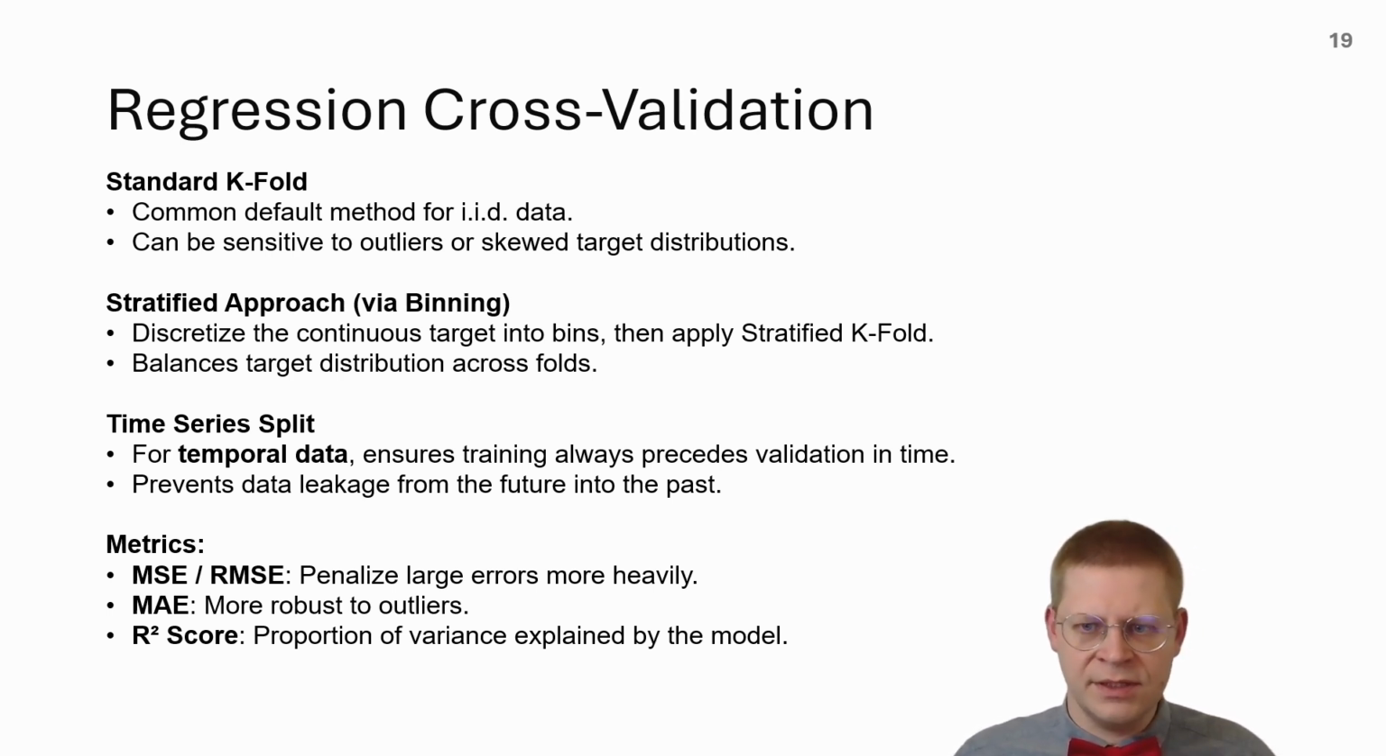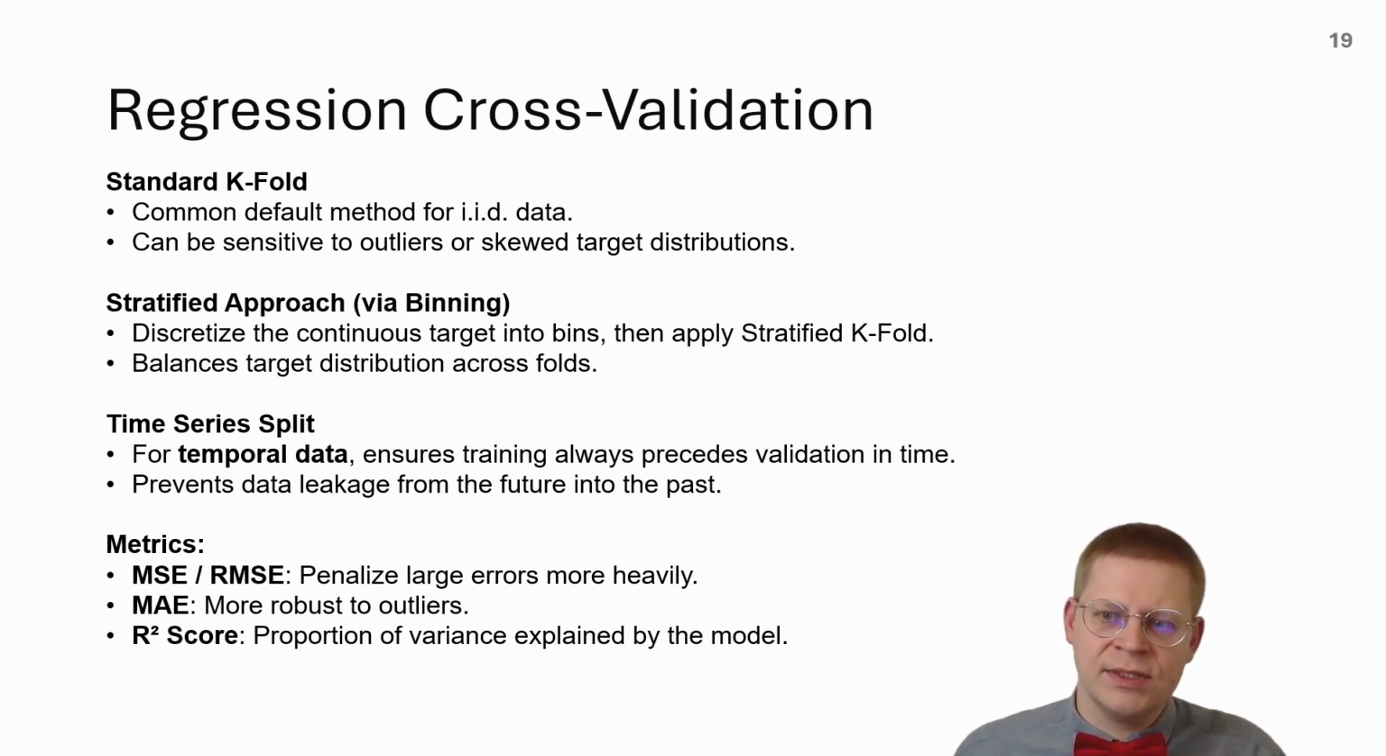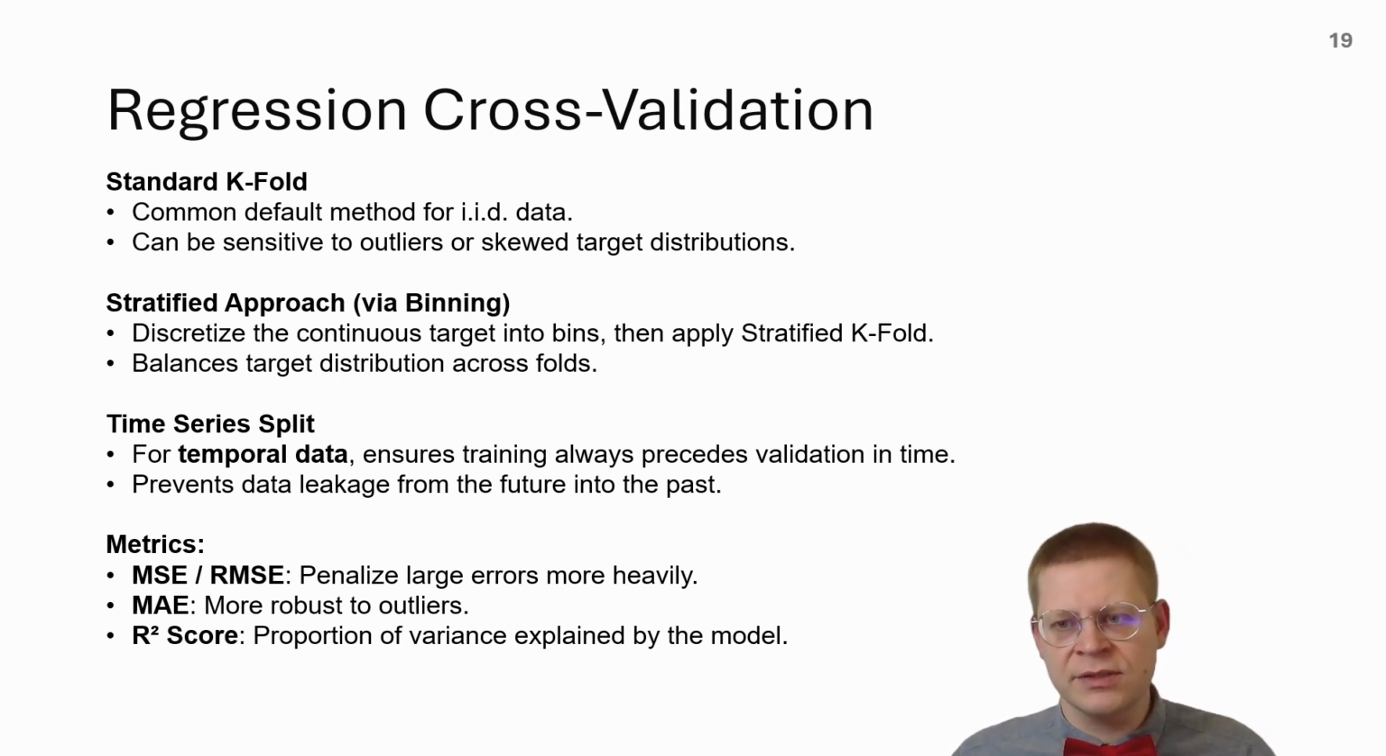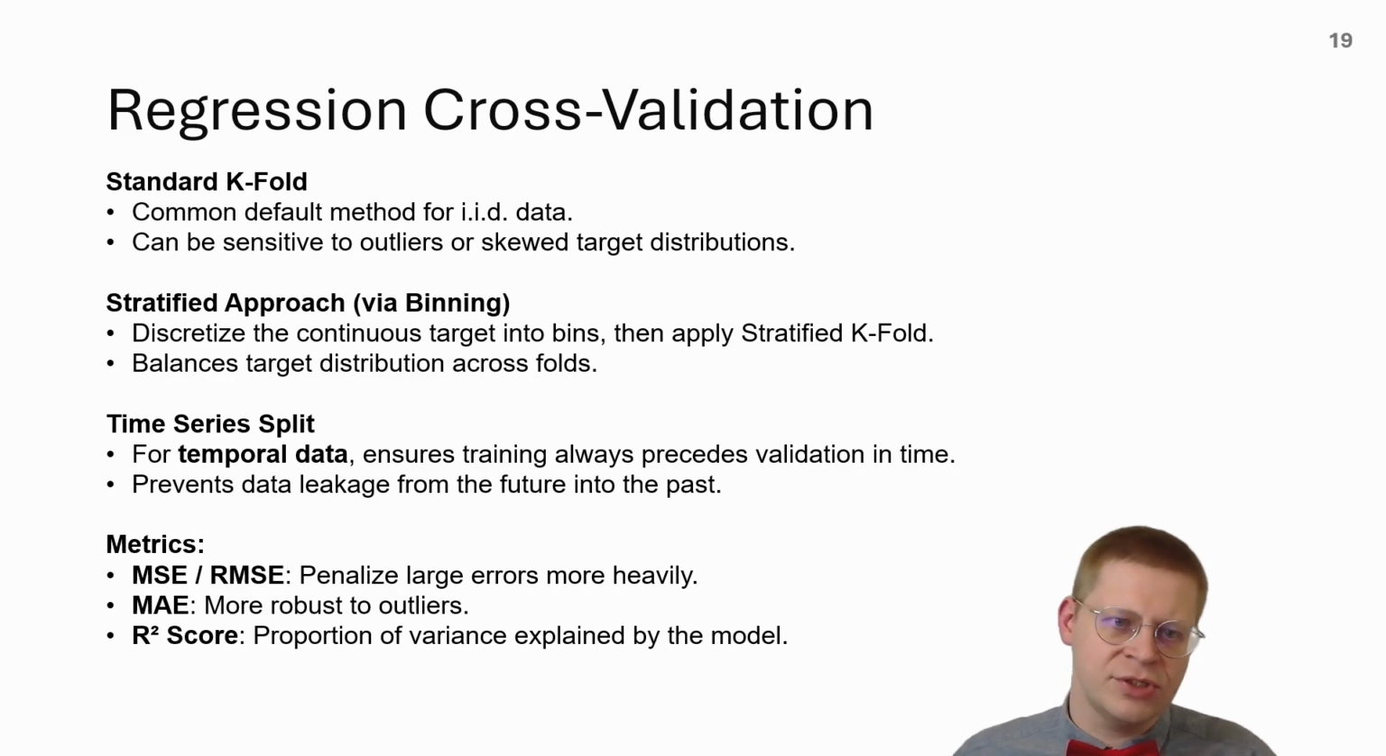And of course, if the data has a time component, such as stock prices or any time series data, we use time series split so we do not accidentally train on future data to predict the past. And finally, keep an eye on metrics. They each paint a different picture of how well your model is capturing the underlying relationship.